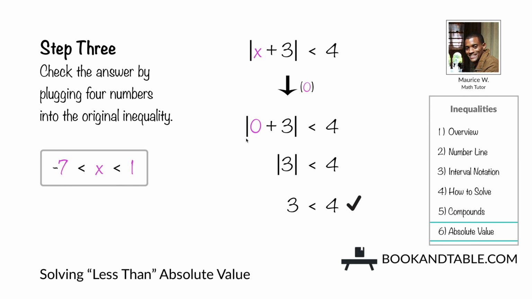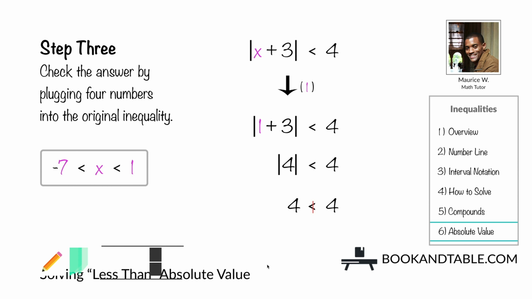So we'll plug in 0. 0 plus 3 is 3. And the absolute value of 3 is 3, giving us the true statement, 3 is less than 4. And now we plug in +1 for x. 1 plus 3 is 4. The absolute value of 4 is 4, giving us the false statement, 4 is less than 4. So by plugging in those 4 numbers, we see that this inequality is correct. And that is how we would go about solving less than absolute value questions.